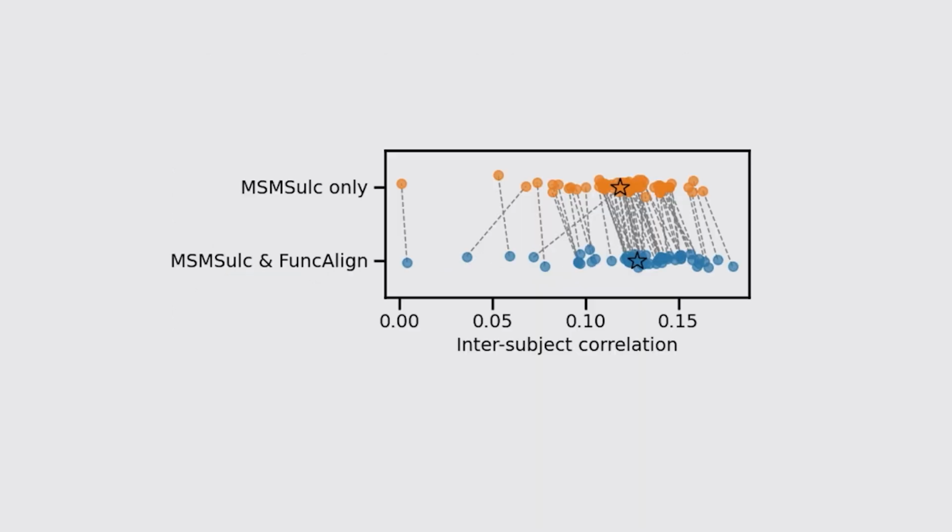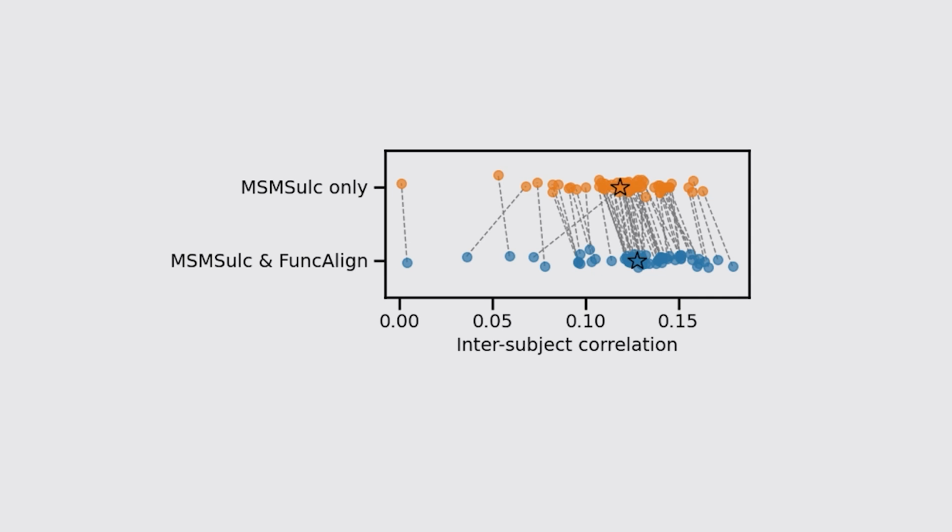This plot here shows my replication of those kinds of results using surface-based Human Connectome Project data. The horizontal axis is inter-subject correlation, and each dot corresponds to a single subject. So here we're measuring whether a single subject's pattern of activations for different tasks is similar to all the other subjects. At the top, in orange, you have MSM-Sulc only, so that is with anatomical alignment. And on the bottom, we have functional alignment.